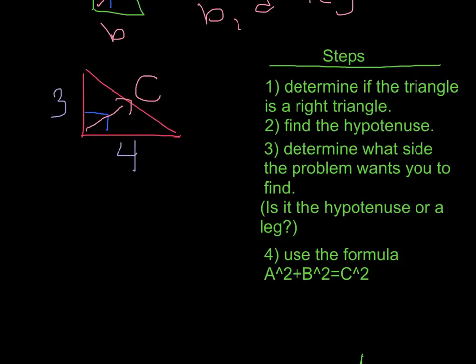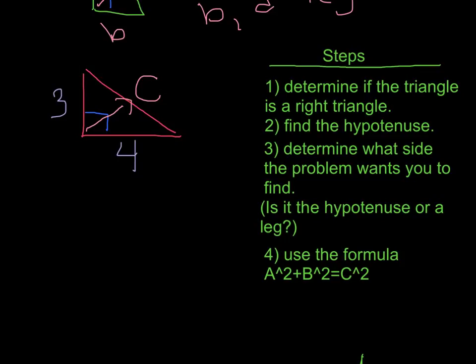Okay. Number 3 says determine what side the problem wants you to find. Well, we have two numbers. Where letter C is, we don't have a number there, so I'm thinking they want us to find C. Okay. Number 4 says to use the formula a squared plus b squared equals c squared. So let's go ahead and do it.